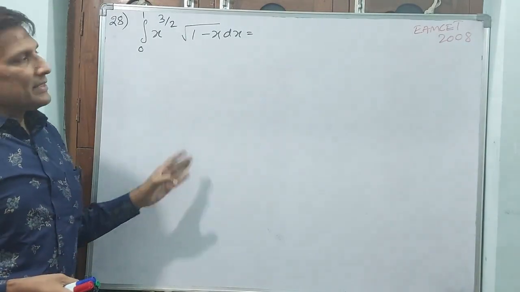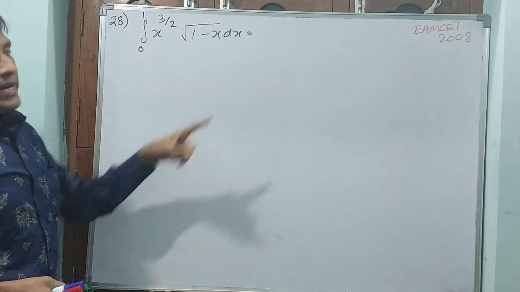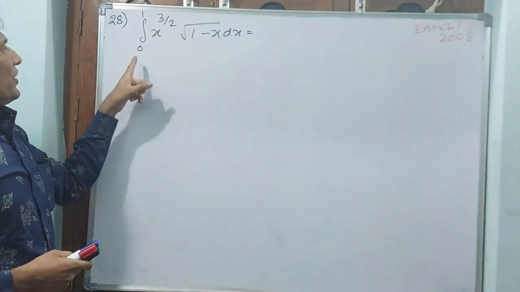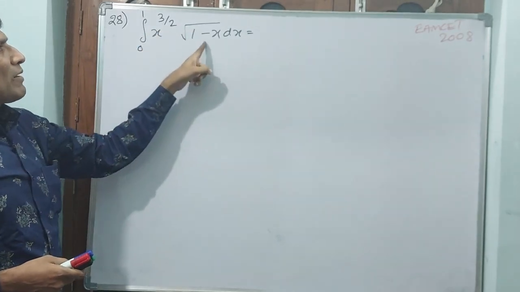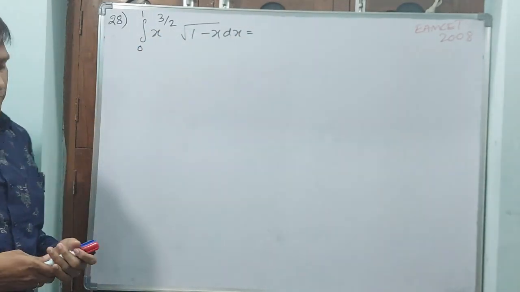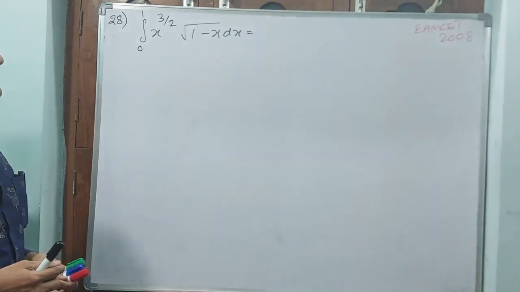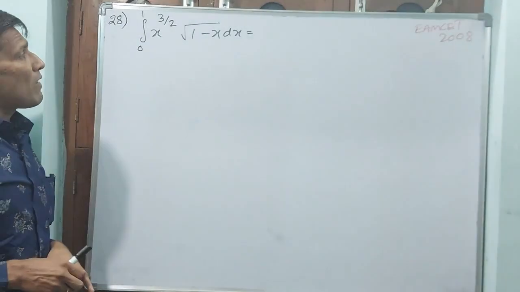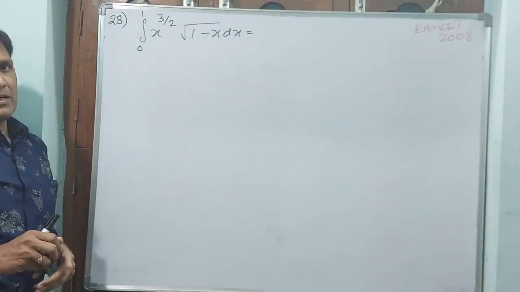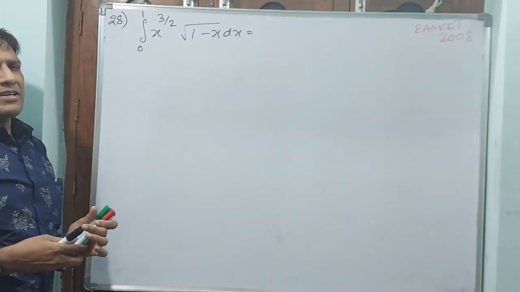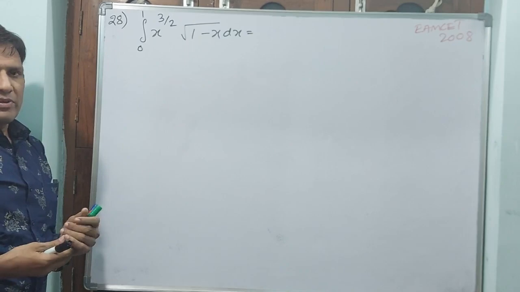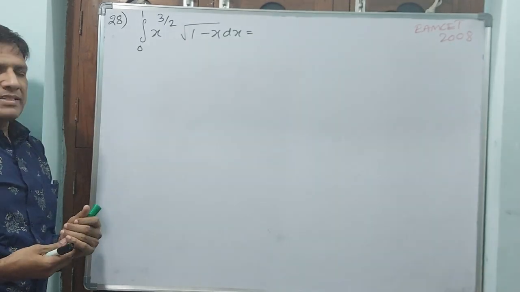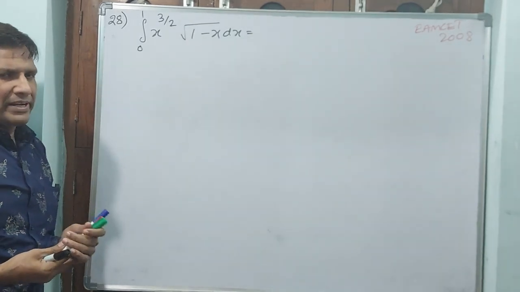Okay. Let us see question number 28. Eamcet 2008 question. Integral 0 to 1 x to the power of 3 by 2 square root of 1 minus x dx. So by seeing this, normally we don't know what to be taken for x and all. But normally what we do, 1 minus sin square x or 1 minus cos square x means sin square x or cos square x will come under root, then it will come out as a sin theta or cos theta like we will take.